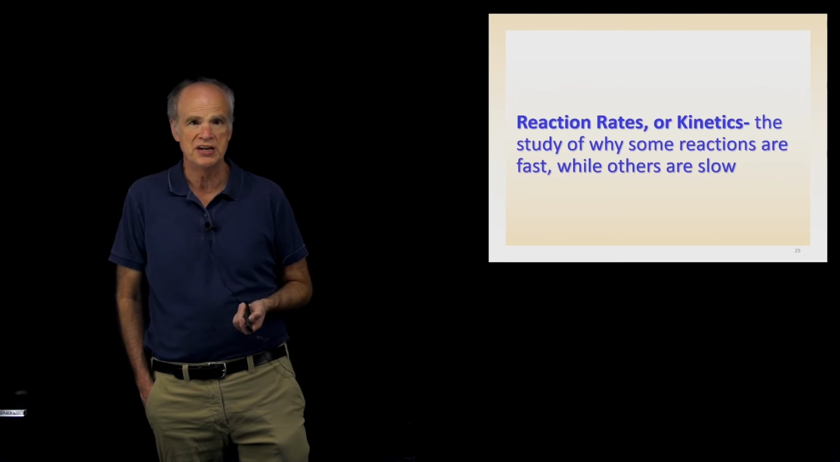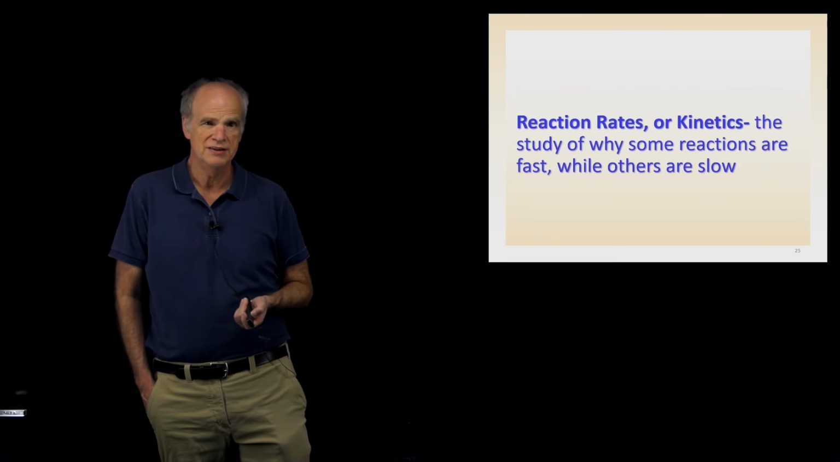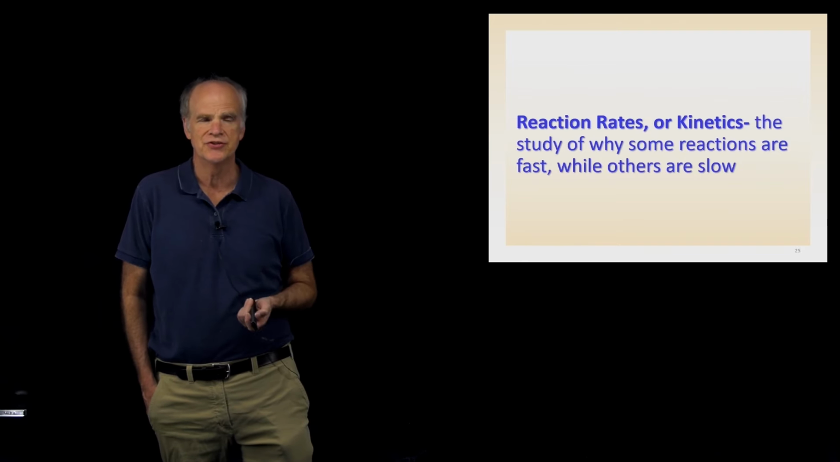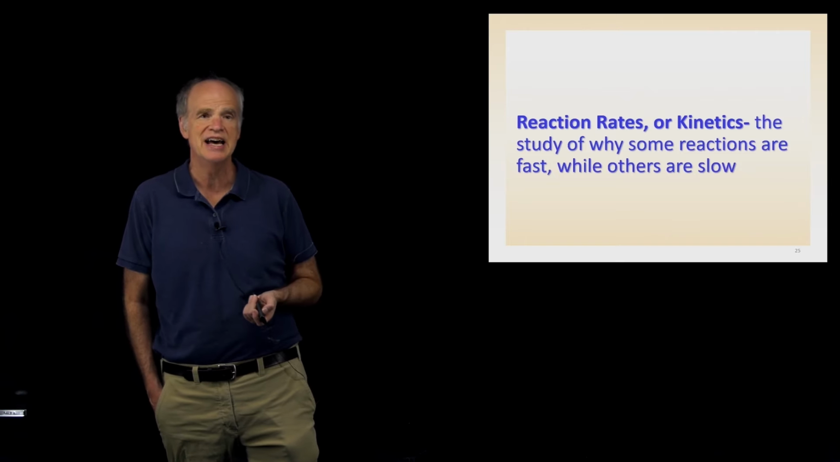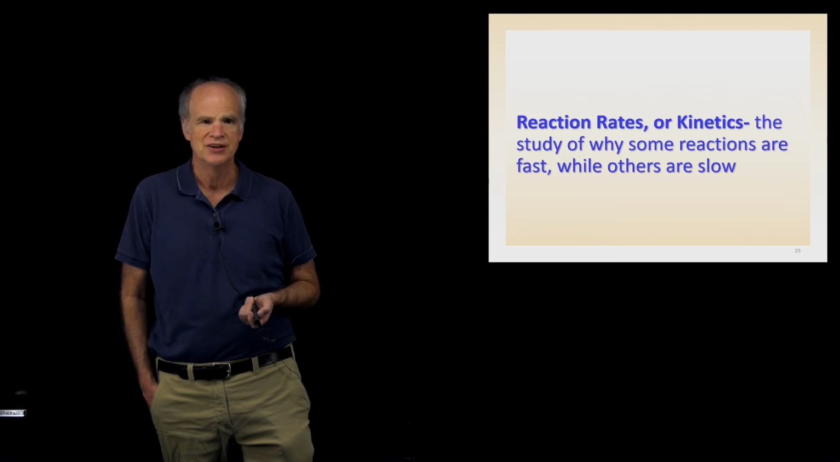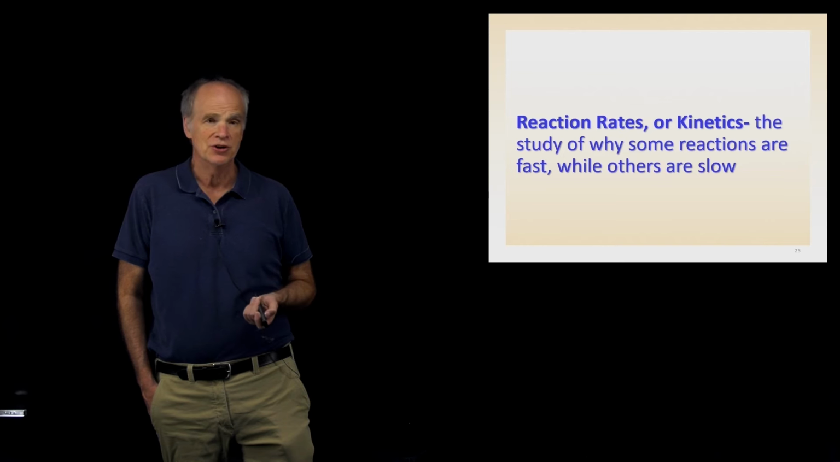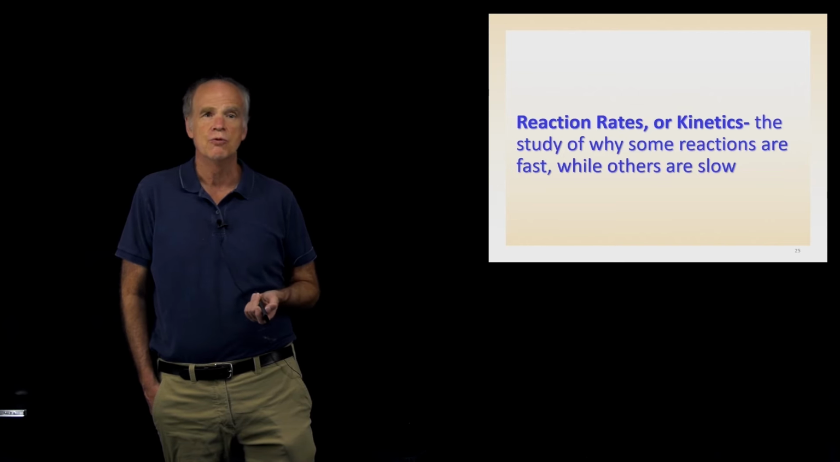So in this presentation, what we're going to be doing is considering the rates of chemical reactions. A word that describes looking at rates of chemical reaction is the word kinetics. And so we're going to be looking at the kinetics of chemical reactions. But really, what it comes down to is trying to understand why is it some chemical reactions occur very quickly or are fast reactions, and why is it other chemical reactions occur very slowly or are slow reactions.